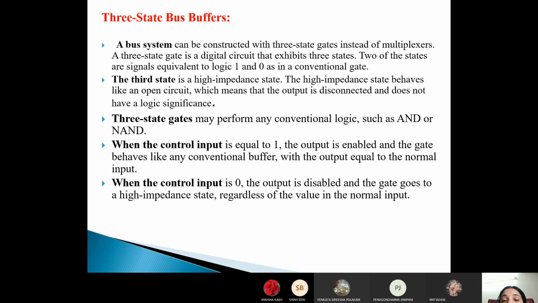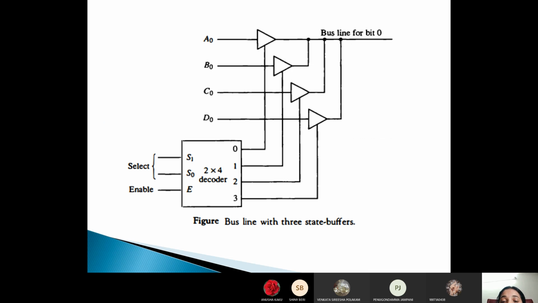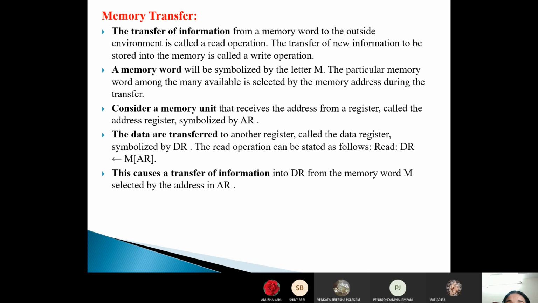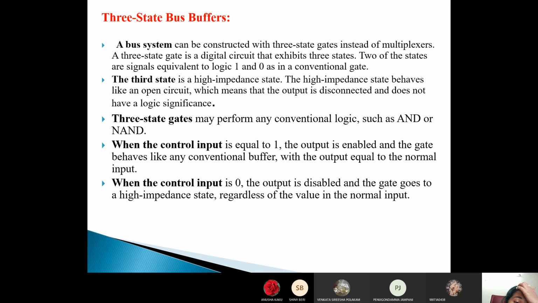Next, three-state gates. They may perform any conventional logic such as AND or NAND. When the control input is equal to 1, the output is enabled, and the gate behaves like any conventional buffer with the output equal to the normal input. When the control input is 0, the output is disabled and the gate goes to the high impedance state, regardless of the value in the normal input.